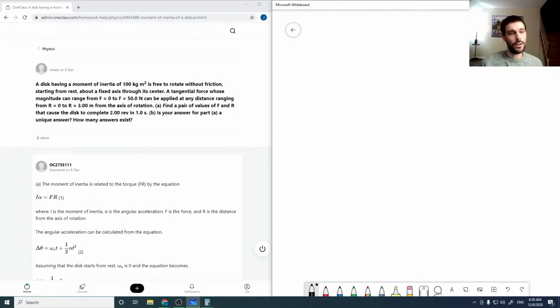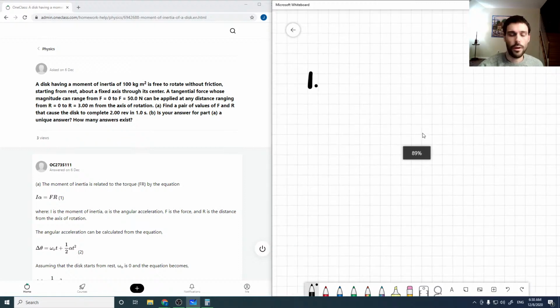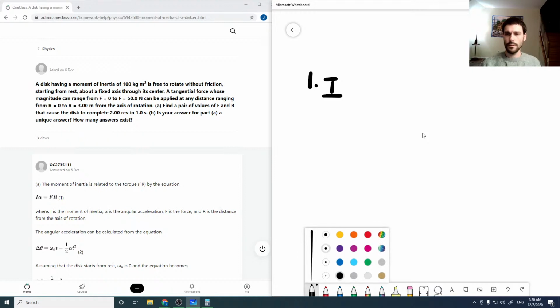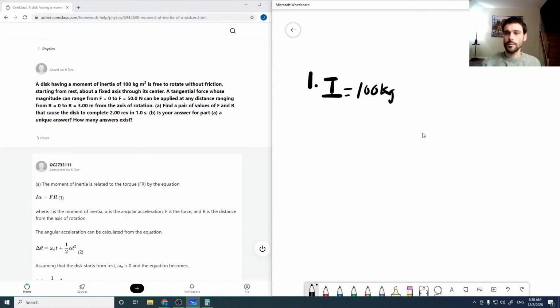So we can get right started here. This first question says we have a disk rotating with a moment of inertia of 100 kilograms meters squared, and it's free to rotate without friction about a fixed axis through its center.